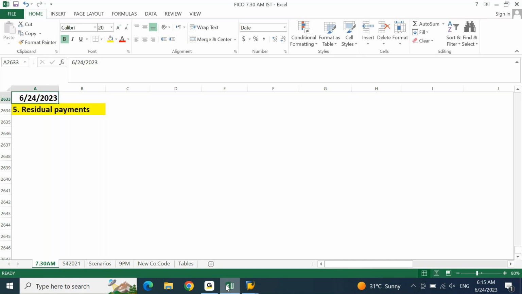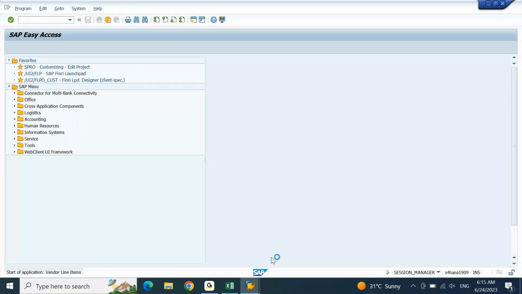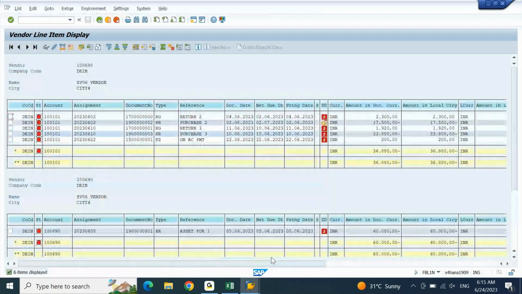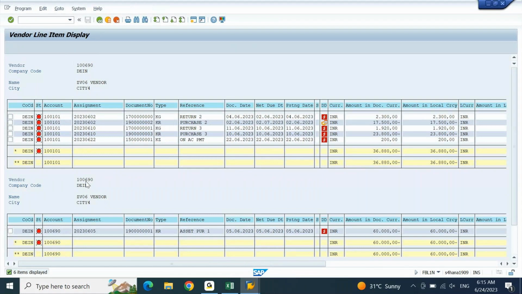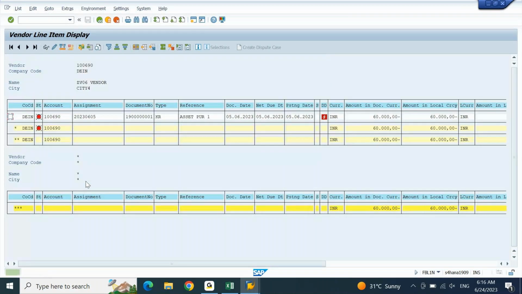Now, let us pass one entry into the residual payment. Let's pull our vendor line item report. Let me take this vendor, 100690. The current outstanding for this vendor account is 60,000. Let's assume that out of 60,000, I am making a payment of 20,000.